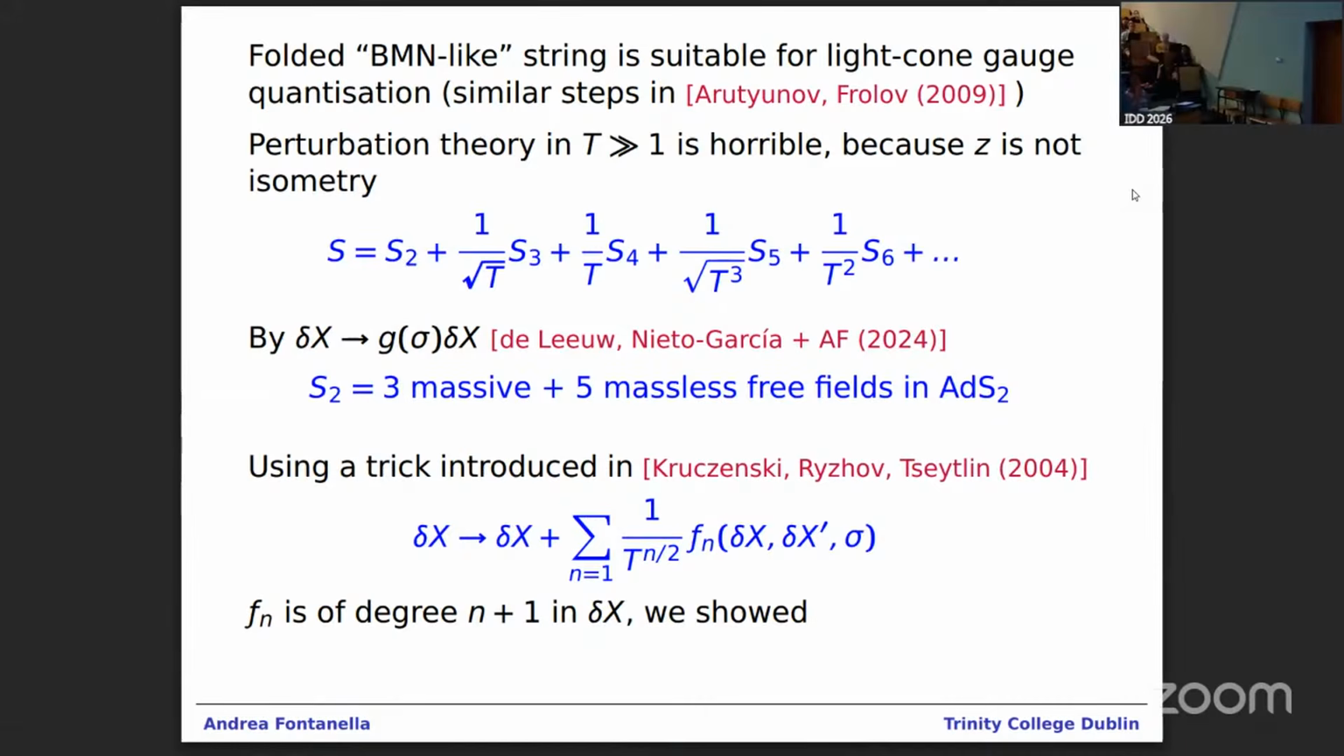It's really messy. However, as we showed with Marius and my collaborator Nieto Garcia, there is a field redefinition of those fluctuations, such that you have to engineer those G of sigma in a particular way. If you do that, you can show that this quadratic action becomes the action of free fields in AdS2, and you have 3 massive and 5 massless modes here. So that was a nice result at the beginning, to investigate what this quadratic action is.